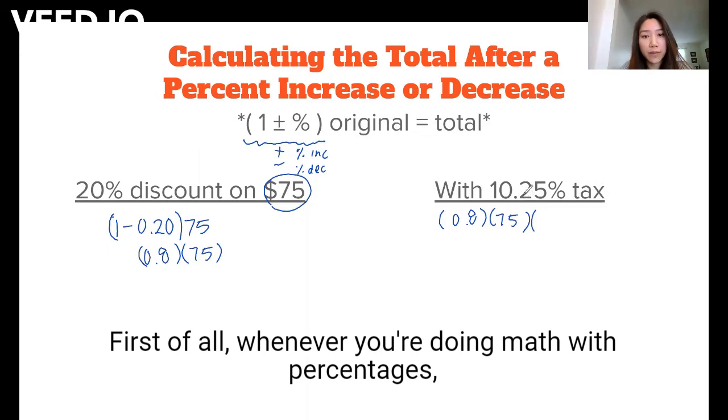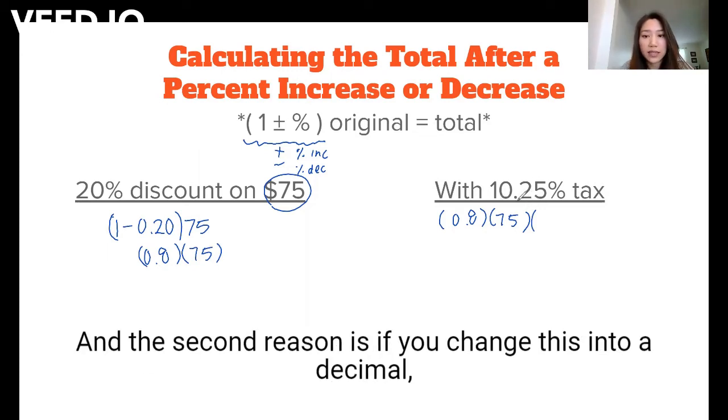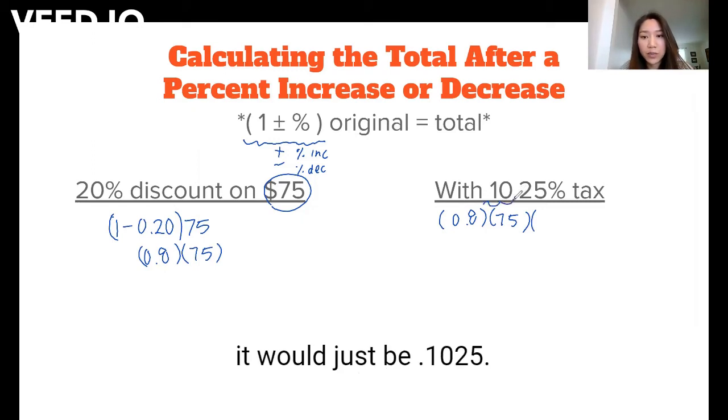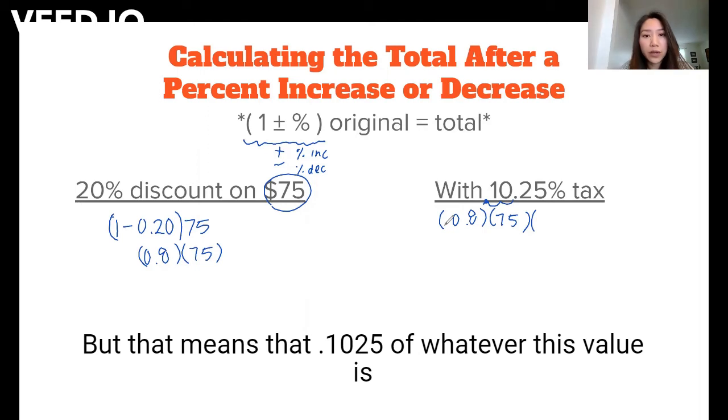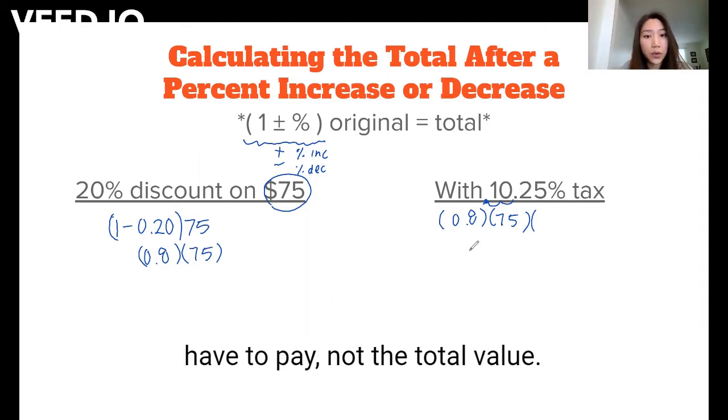First of all, whenever you're doing math with percentages, you have to change it into a decimal first. And the second reason is if you change this into a decimal, it would just be 0.1025. But that means that 0.1025 of whatever this value is only going to give you the value of the tax that you have to pay, not the total value.